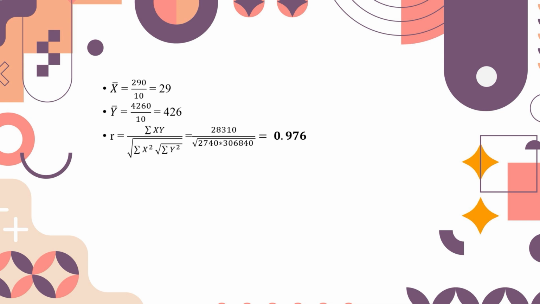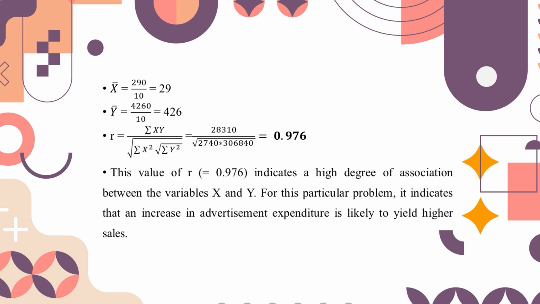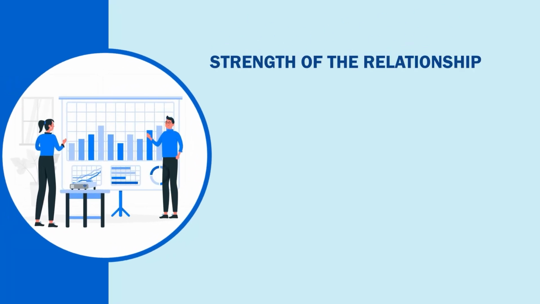So, by putting these values in the formula, R is equal to summation of xy divided by under root summation of x square and under root summation of y square, we get the value of 0.976. This value of R, 0.976, indicates a high degree of association between the variables x and y. For this particular problem, it indicates that an increase in advertisement expenditure is likely to yield higher sales. From this coefficient R, we can get the strength of the relationship.